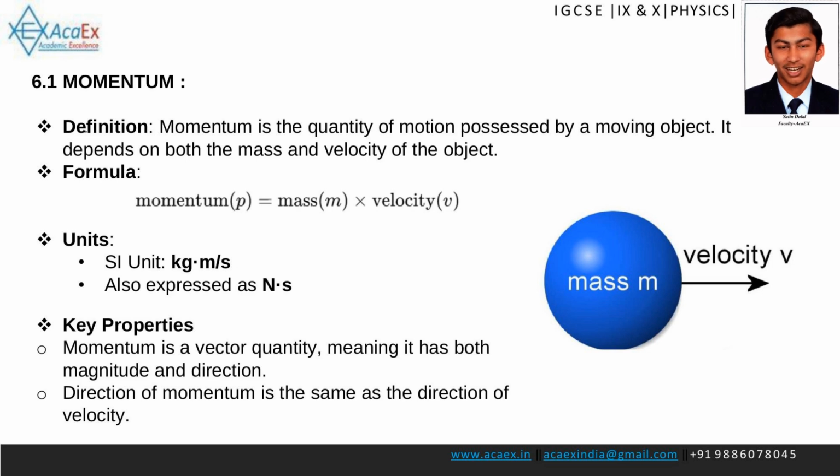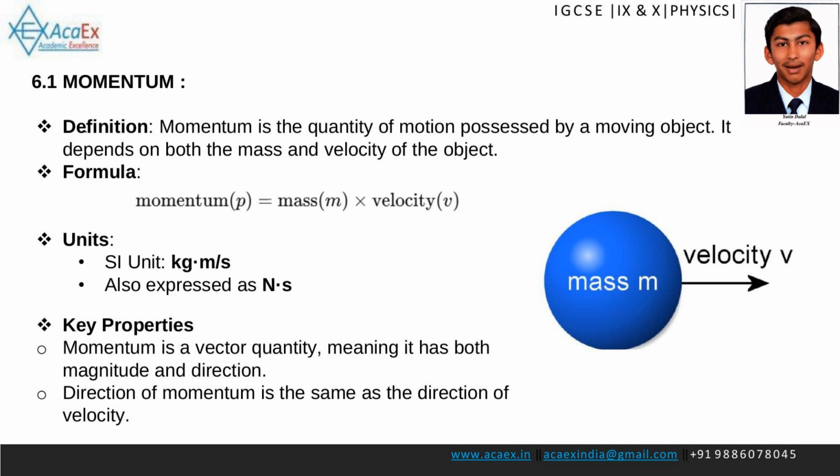Momentum. Definition. Momentum is the quantity of motion possessed by a moving object. It depends on both the mass and the velocity of the object. Formula. The formula for momentum is momentum P equals mass m multiplied by velocity v. Units. The SI unit for momentum is kilogram meters per second. It can also be expressed as Newton seconds.